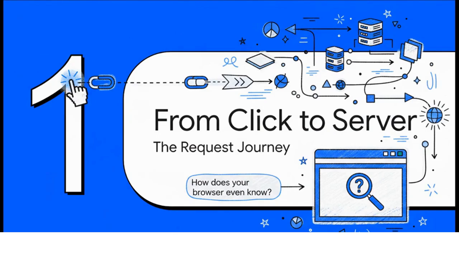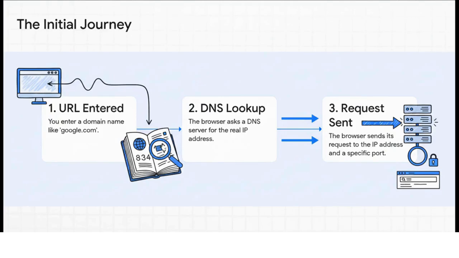You just clicked a link. What is the very first thing that happens? How does your browser even know where to send its request across the entire vast internet? Well, first, your browser needs an address. You see, you typed in a name, like google.com. But computers don't speak in names. They speak in numbers. So it asks the DNS, the domain name system, which is basically the internet's giant phone book. The DNS looks up google.com and translates it into a numerical IP address.